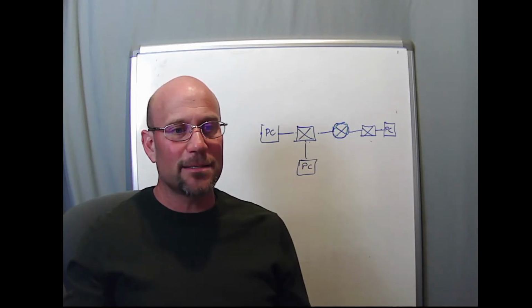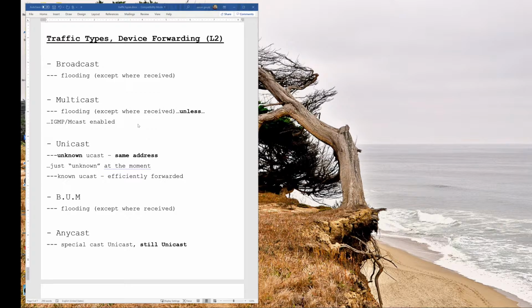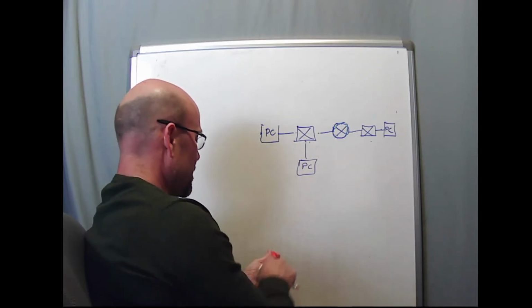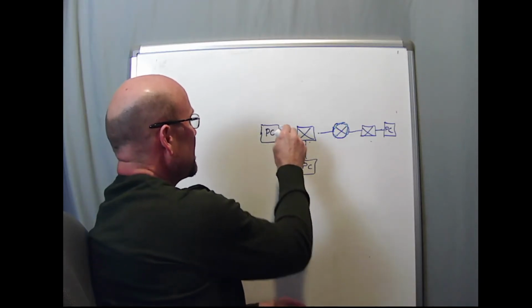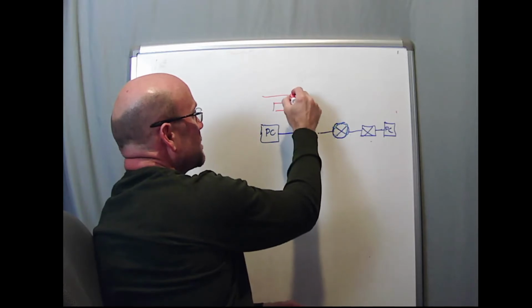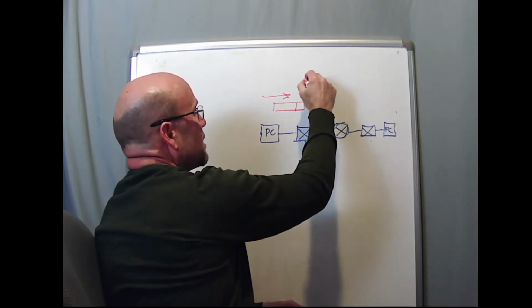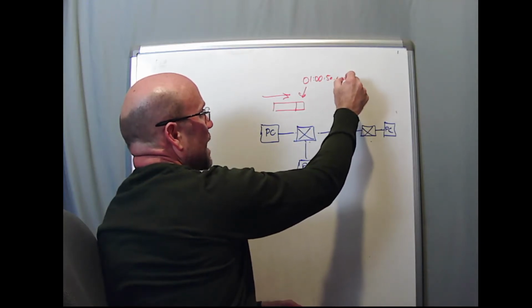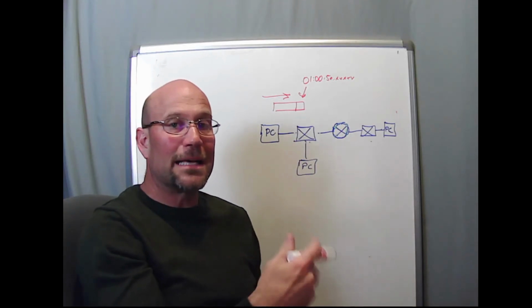So let's talk about multicast. Multicast MAC addresses flood except where they're received, unless multicast and IGMP is enabled. All right, so what we're talking about is, again, the scenario of a PC right here sending a multicast Ethernet frame. If this PC sends an Ethernet frame that has a 01005E, and there's X's over here that represent the Class D multicast address.